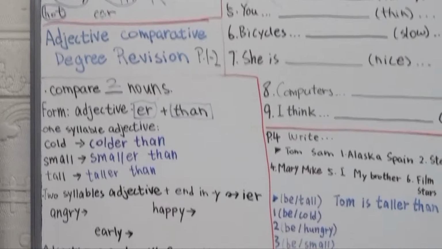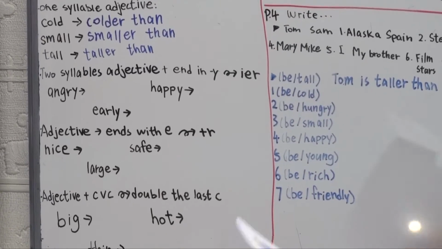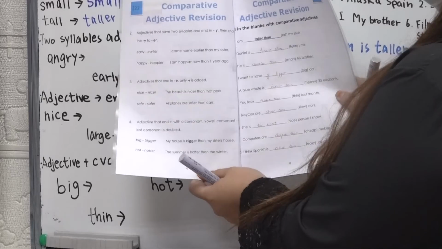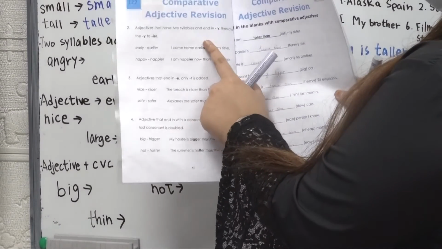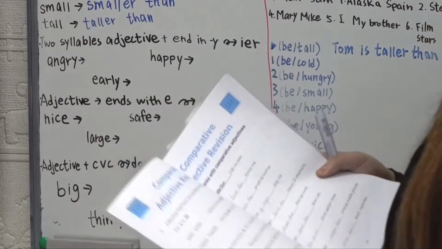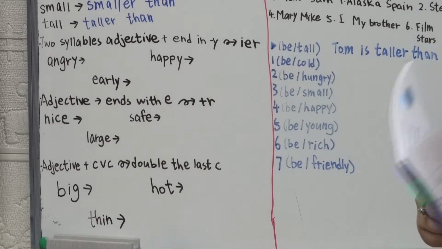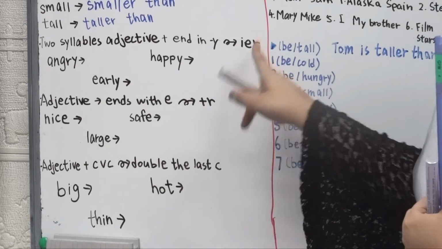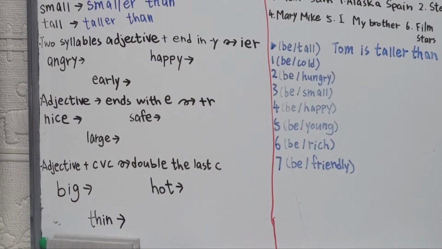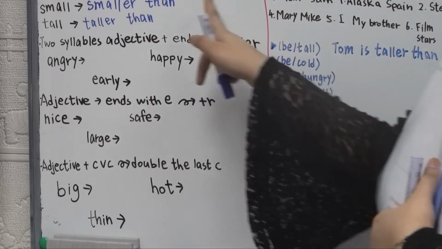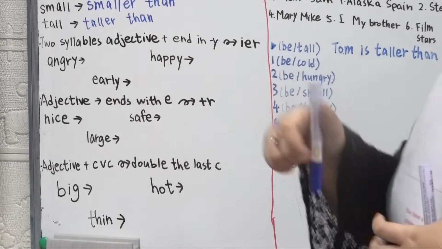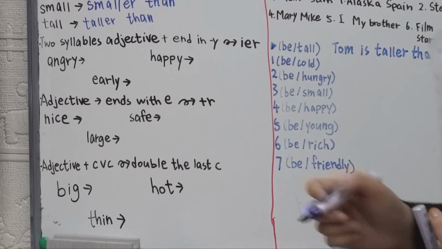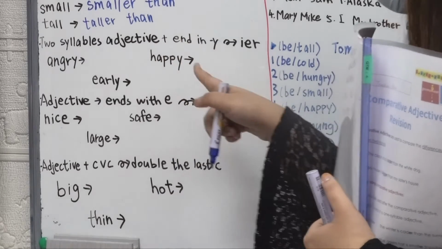Next rule is on page number 2. So page number 2 looks like this. Page number 2, rule number 2. Adjectives that have two syllables and end with the letter Y. We cross out the Y and change it to IER. You know we have to add "than", so I'm not going to write that. Instead, I'm just going to tell you how we change the adjective. But remember, in a sentence you have to add "than".